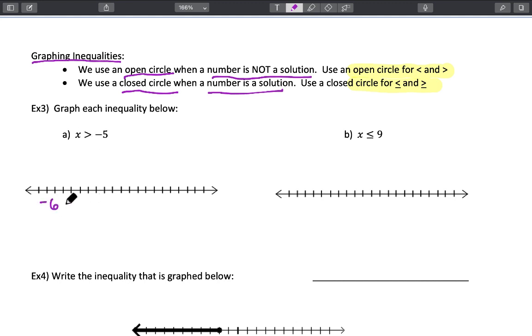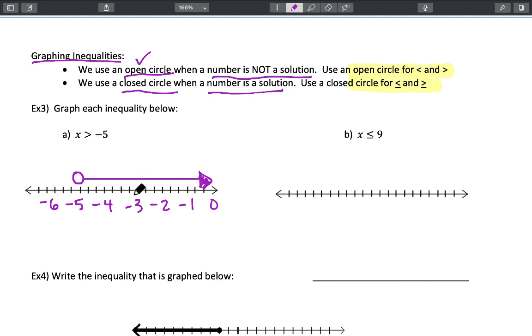So we're going to start off by numbering our number line, including several other values. We have a greater than, so this indicates that we're going to use an open circle at -5, and we want all the values that are greater than -5. So that's to the right of -5. And we will shade in our arrow indicating that this solution set continues on infinitely. So any of these values that fall in this shaded arrow will be a solution to this inequality.